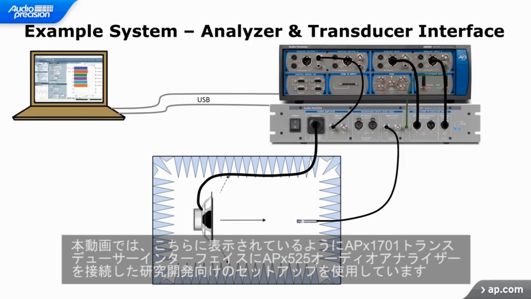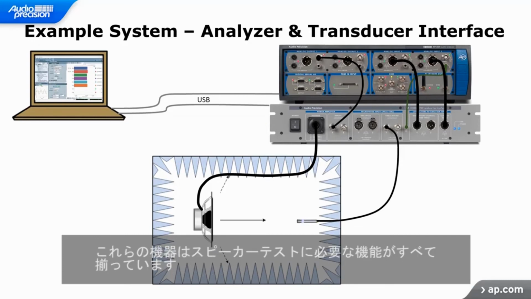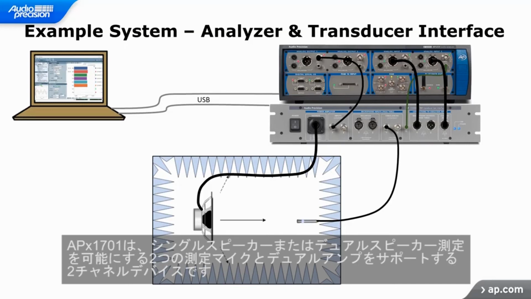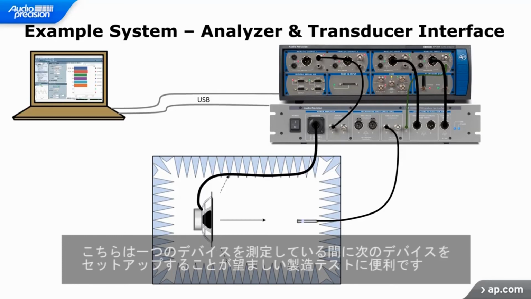For the purposes of this video, I am using what might be considered an R&D setup, with an APX 525 audio analyzer and an APX 1701 transducer interface as shown here. The equipment provides all of the functions needed to perform loudspeaker testing. The APX 1701 is a two-channel device providing support for use of two measurement microphones and dual amplifiers, allowing for either single speaker or dual speaker measurements. This can be handy for production tests, where it's often desirable to be setting up the next device while the current device is being tested.